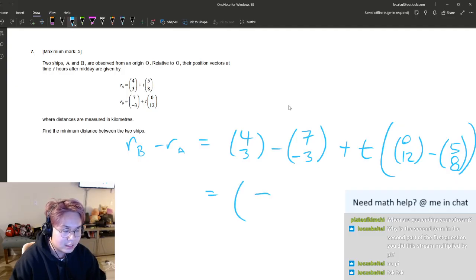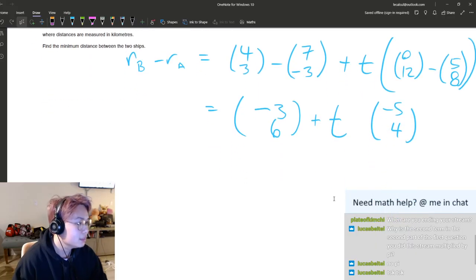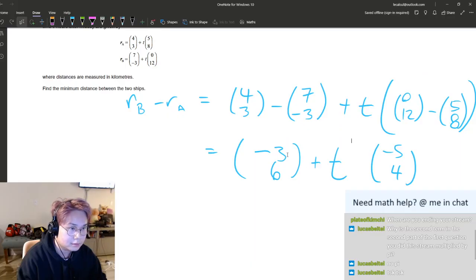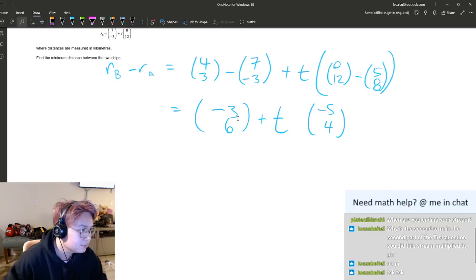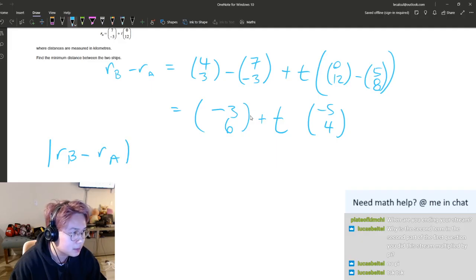So 4 minus 7 is negative 3. 3 plus 3 is 6. And then 0 minus 5 is negative 5. 12 minus 8 is 4. Okay. So this represents the difference between them as a vector. So if we calculate the length of this and then find the minimum of it, then that should answer our question.